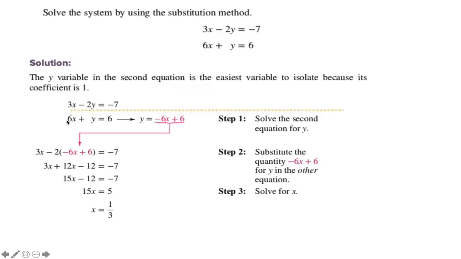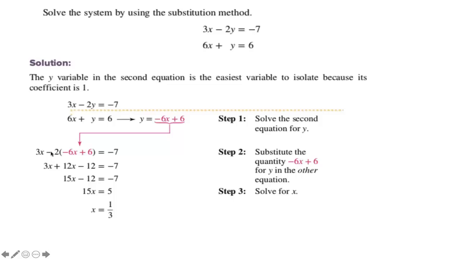So y is equal to -6x plus 6. Again, solve for y here, and take this and plug it into the other equation, which is the first equation. Plug it into where you see y, so 3x minus 2 times the y value expression equals -7. So we want to solve for x now because everything is in terms of x.